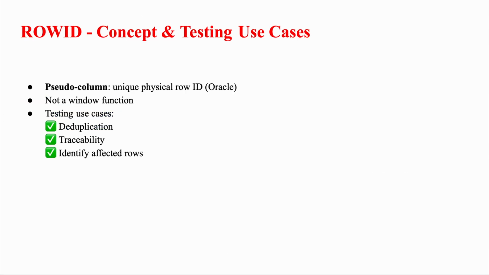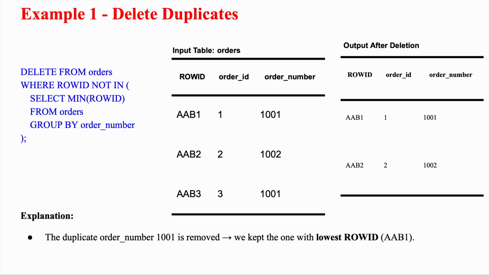Next is row ID. Row ID is not a window function, it is a pseudo column in Oracle and some other databases. It tells us the physical row location and it's great for testing. Testers can use row ID to delete duplicates, trace which rows are updated, identify exactly which rows were affected by a change. Here's a classic example.